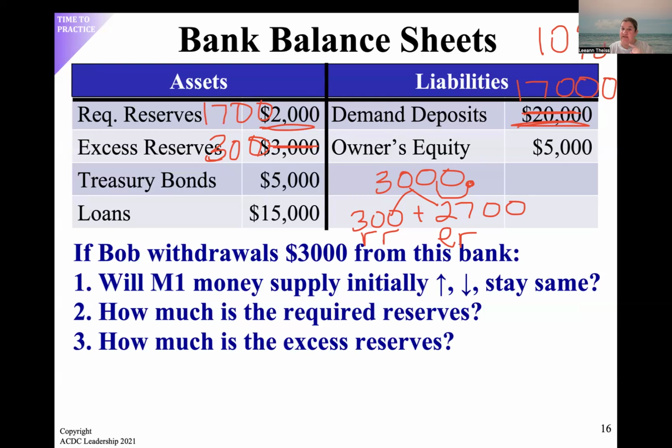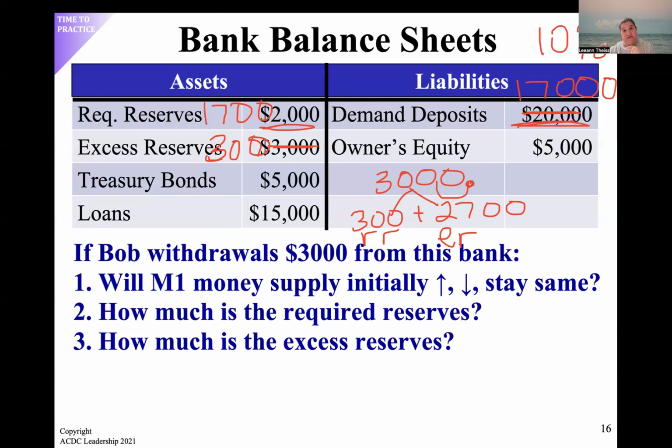You also could do it like this. You could say, all right, I'm taking the $3,000 out of demand deposits. Do that first. Okay. Now I have $17,000. If I have $17,000 in demand deposits, how much do I have to have in required reserves? Well, I have to have $1,700 in required reserves. I took $300 out. Well, that's not all of the withdrawal. The rest of the withdrawal had to have come from somewhere. So that other $2,700 had to have come out of excess reserves. Pay me now, pay me later.